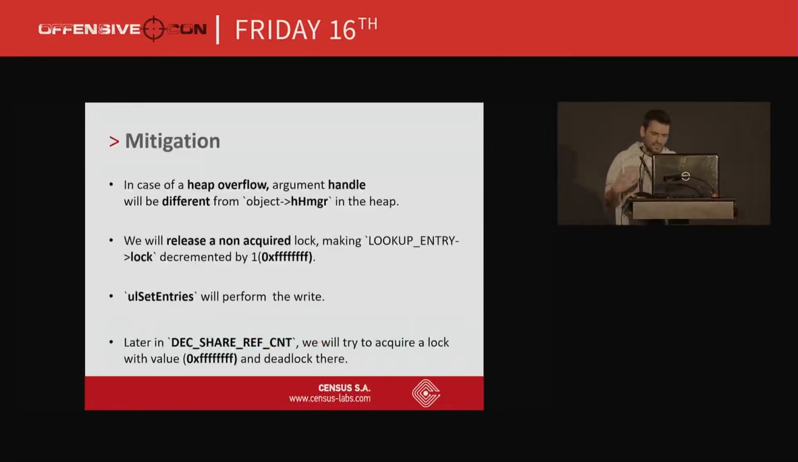So in case of a heap overflow, the argument handle that we have provided from the user space is going to be different from the one in the object header, which lies in the heap. So we are going to release a non-acquired lock, making the lock in the lookup entry decremented by 1. And as you recall, the initialized value of the lock is 0, so the lock is going to be equal to 0xffff.